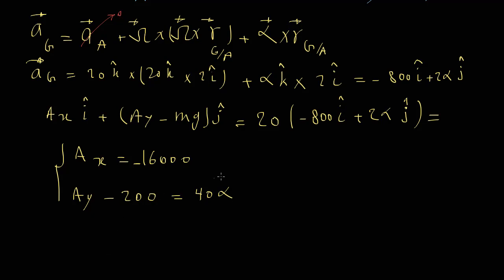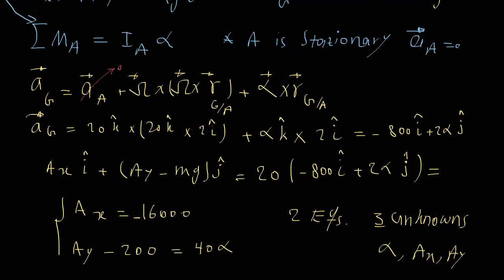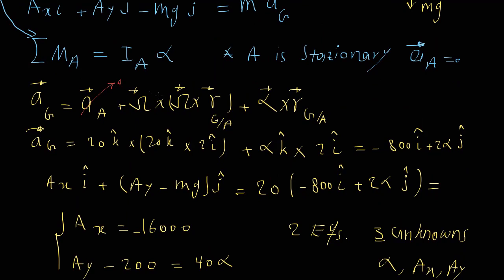Okay, so we have 2 equations, but we have 3 unknowns. Alpha, Ax, and Ay. So we need to use our Euler equation to get the third equation so that we can calculate all of those unknowns.